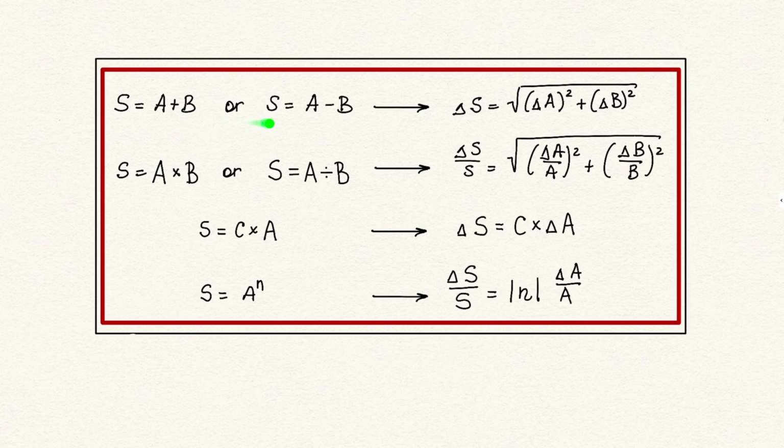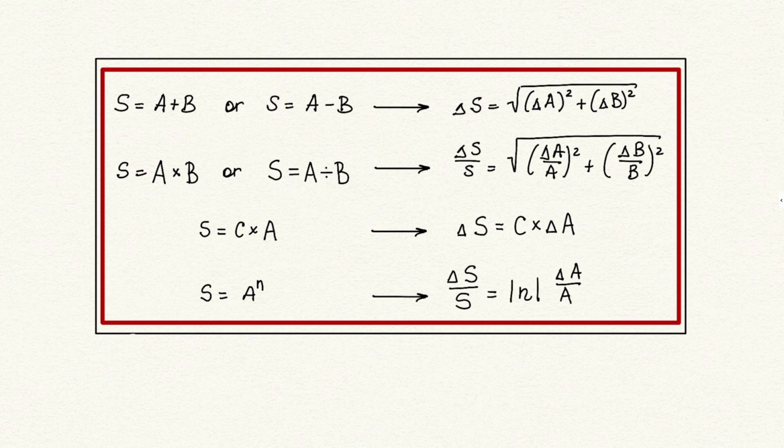The first case is when S is equal to the sum of A and B or the difference between A and B. Then you can easily find the uncertainty in S by taking the square root of the squares of uncertainties in A and B. Easy.